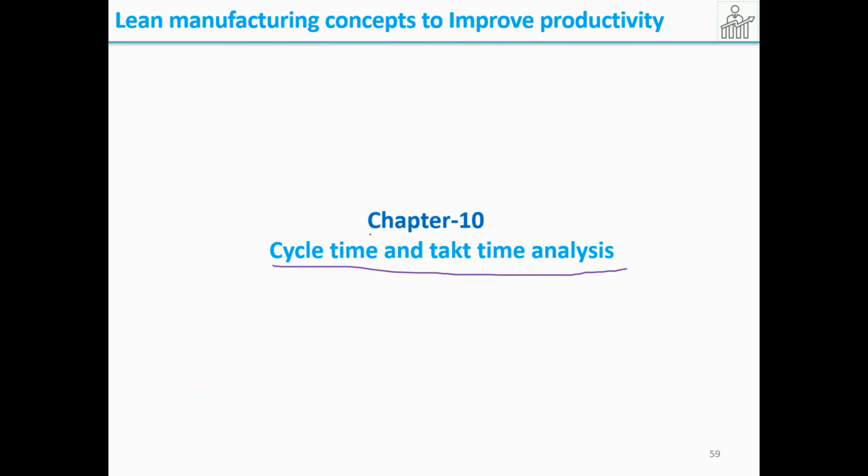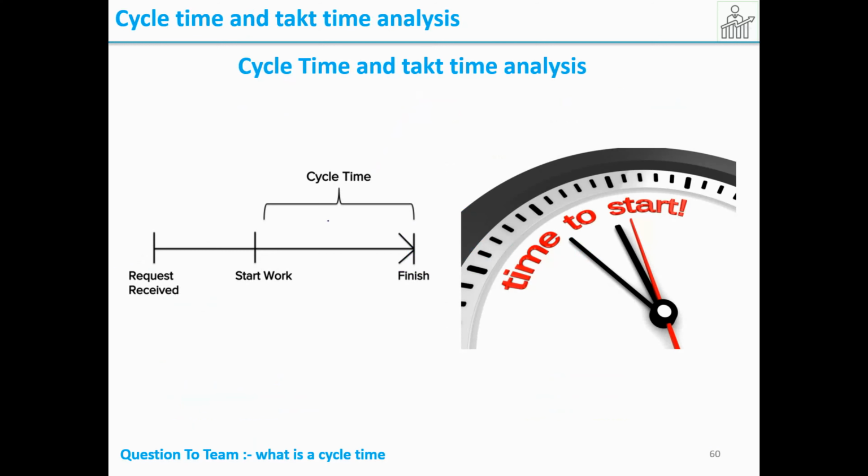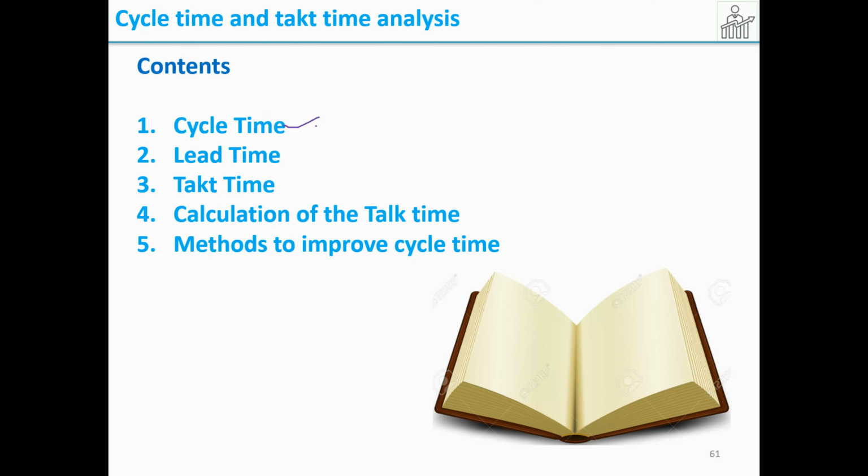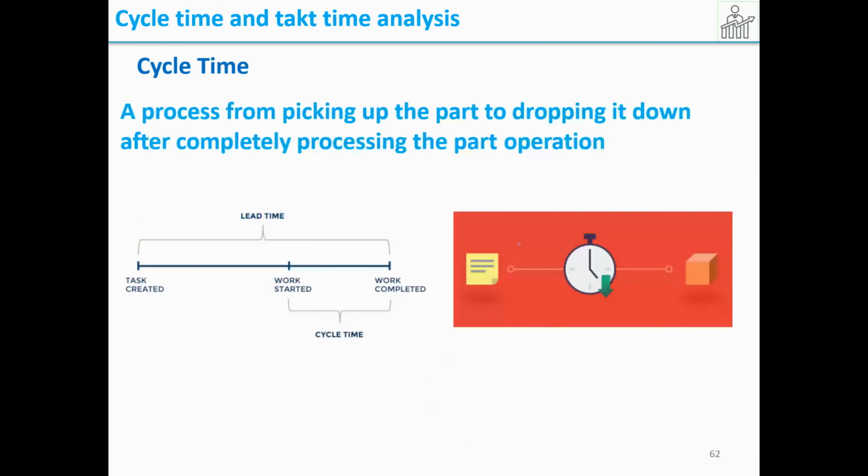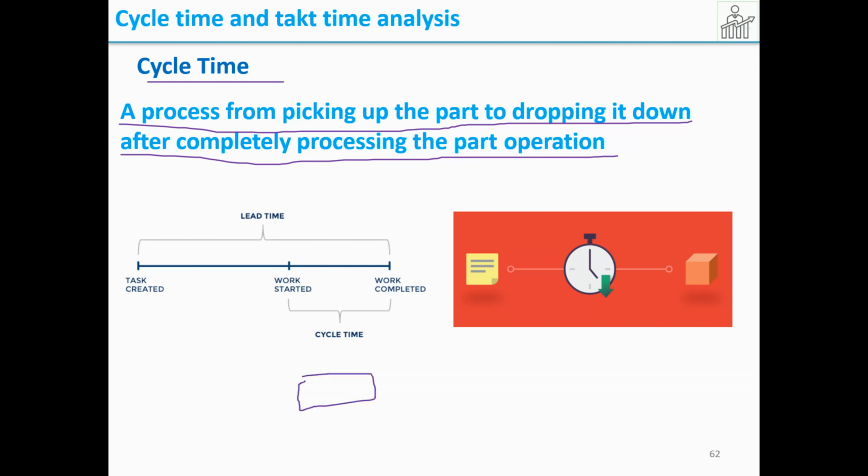Cycle time and takt time analysis. So what is cycle time? Let us see: cycle time, lead time, takt time, calculation of takt time, methods to improve cycle time. So what is cycle time? A process from picking up the part to dropping it down after completely processing the part operation. That means cycle time is the time for one operation. Say for example, you're doing a turning process, you pick up the load, you do the turning and you drop it in the bin. From one pick to the next new part pick is called cycle time.